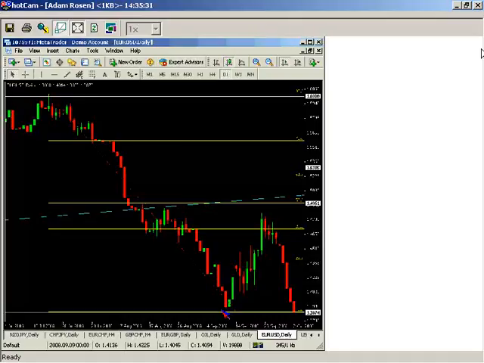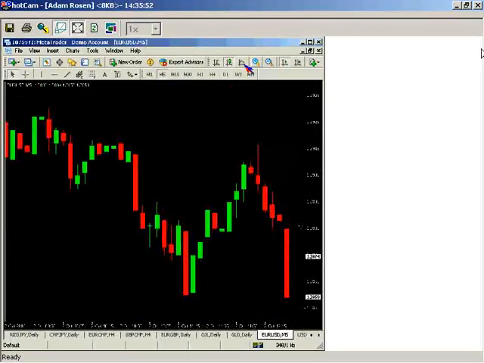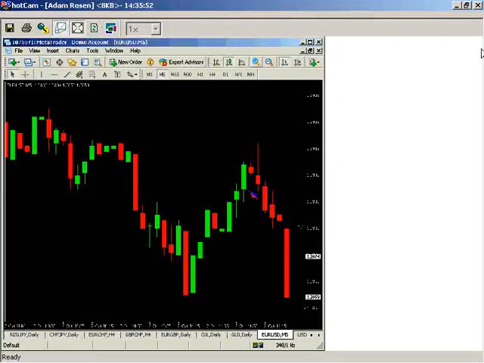Sure, it can. But, as they say, the trend is your friend, and the trend in the euro-dollar is clearly to the downside. European Central Bank leaves rates unchanged, yet the euro-dollar continues to go lower. Let's look at a 5-minute chart, and we can see the euro-dollar dramatically selling off to the downside.